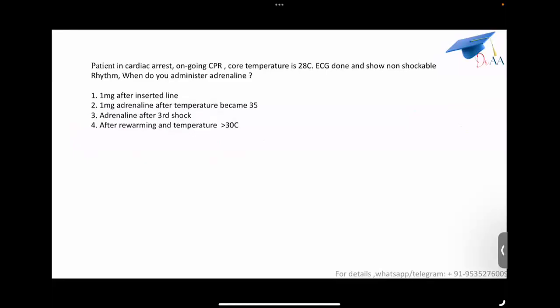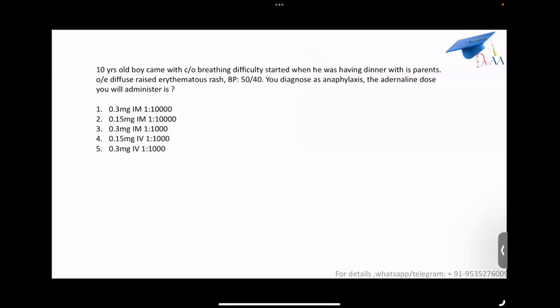So we have a patient in cardiac arrest whose temperature is 28 degrees Celsius. ECG is done and shows a non-shockable rhythm. When do you administer adrenaline? They're asking. After warming, temperature 30. Once the temperature is more than 30 degrees Celsius, you can start administering adrenaline.